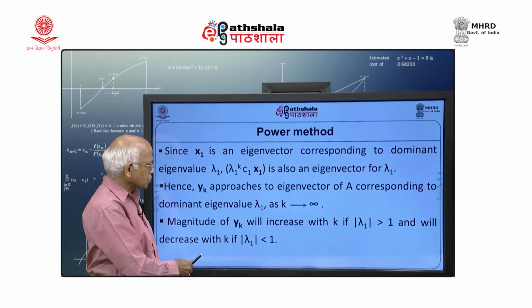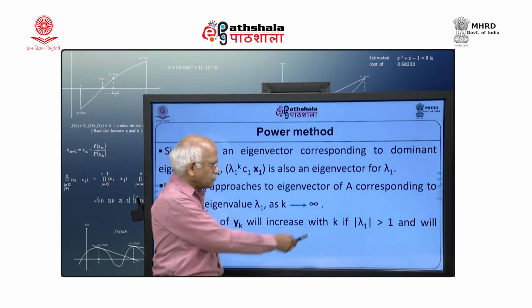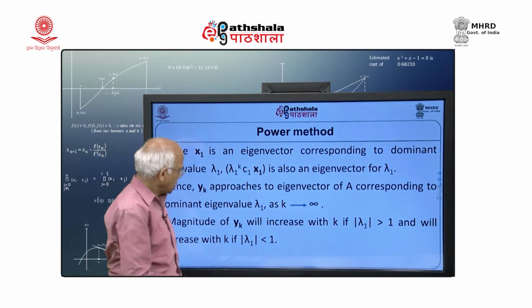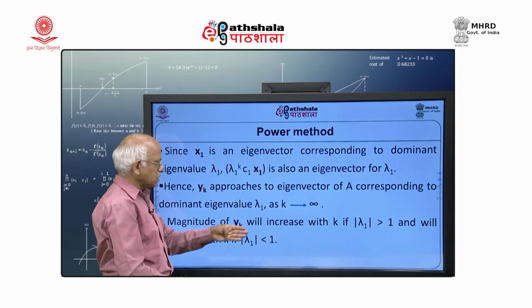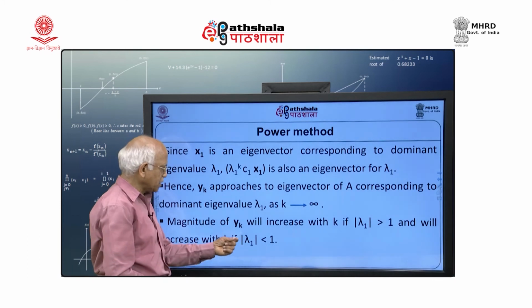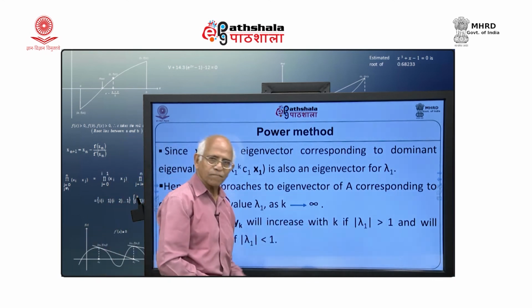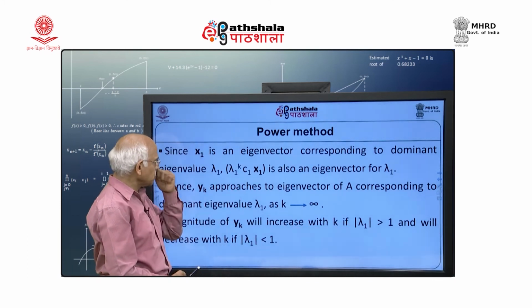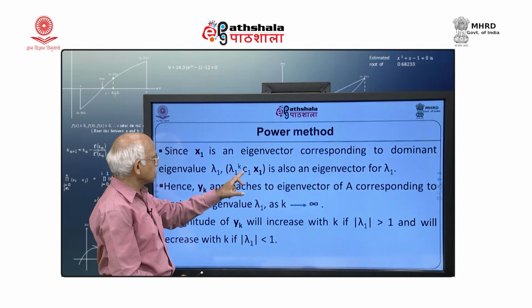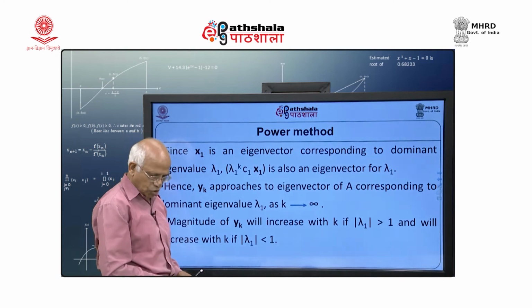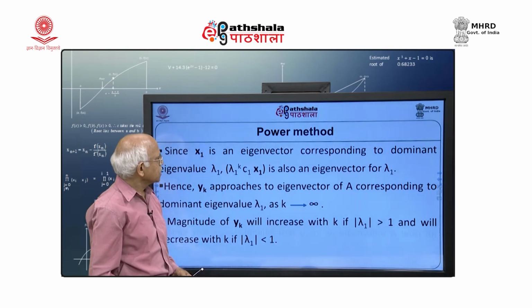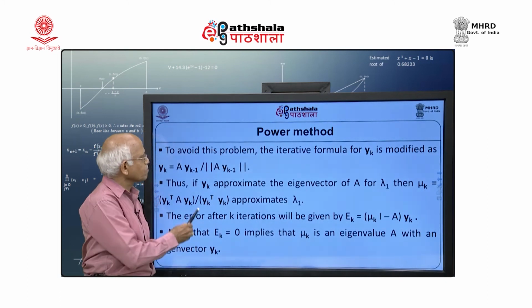The magnitude of y k bar will increase with k if mod lambda 1 is greater than 1, and decrease with k if mod lambda 1 is less than 1. We have not put any restriction on mod lambda 1, and therefore this magnitude may go on increasing if it is lambda 1 raised to k. As k increases, this will happen. To avoid this particular effect, we do the following.